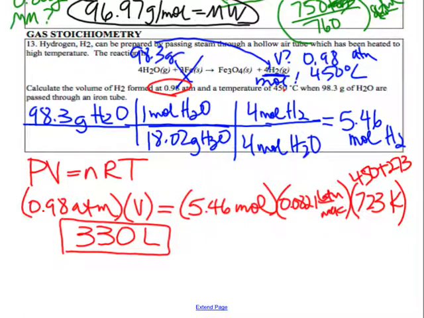Is everyone good with stoich? So this is really the only problem I'm going to do. You can practice this in homework. It's literally the exact same thing you've already done, but then taking that information and using PV=nRT.